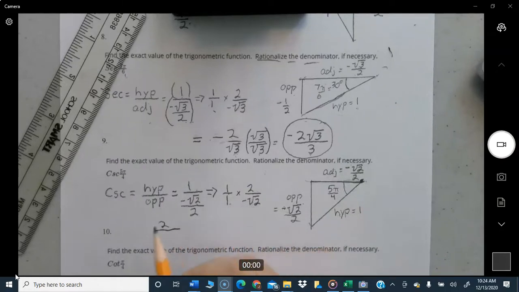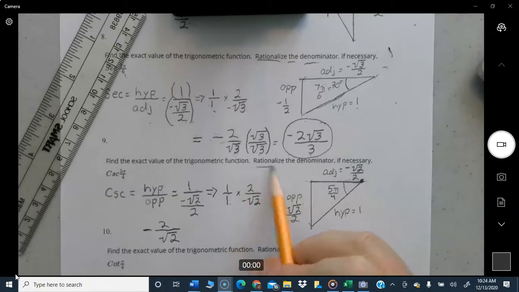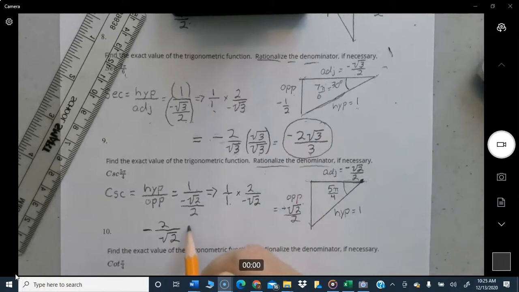And 1 times negative root 2, and you can put the negative sign anywhere you want, top, bottom, in the middle. Usually put it in the middle, and that's going to be root 2. Okay, again, you have to rationalize the denominator. You do it the same way we did above, so that's going to be times square root of 2 over square root of 2.